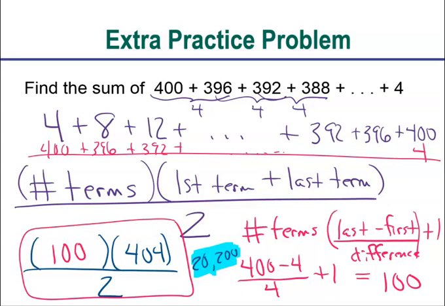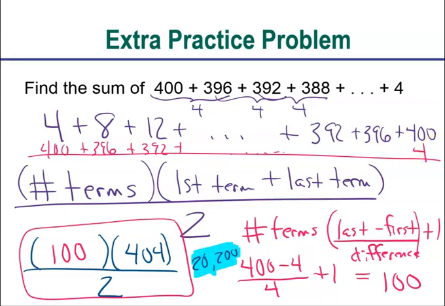So let's recap. To use Gauss's method, we've narrowed it down to a really basic formula. It's the number of terms, which we built a formula for over here, times the first term plus the last term, divided by 2. The reason we divided by 2 is because we wrote the series in reverse. We added them together. That's twice what we need, right?